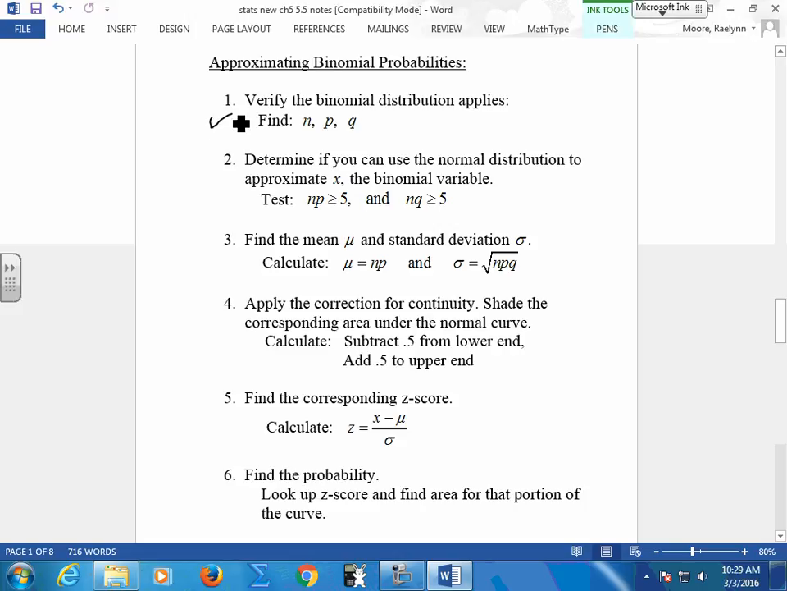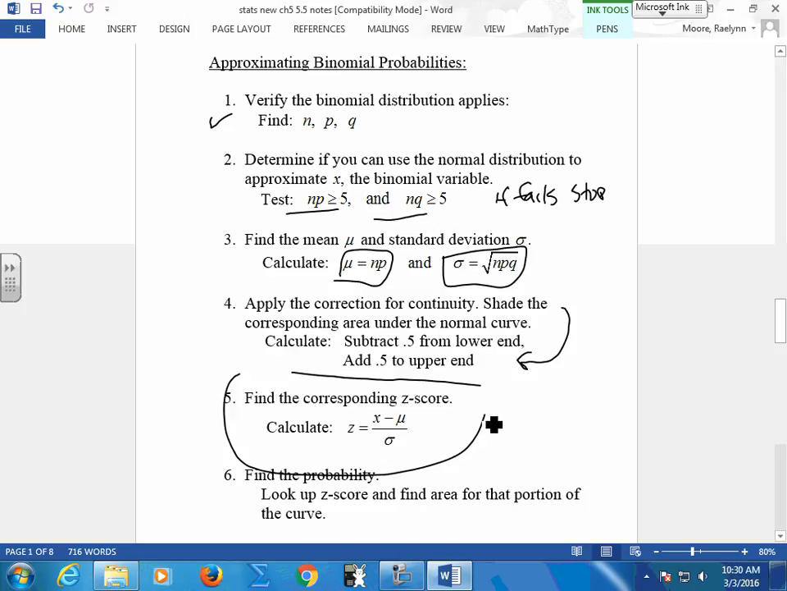Once you found your n, p, and q, make sure you do your test. If it fails, you stop. You don't do anything else, because then it does not approximate a normal curve, and you cannot use your z-score formula. If it passes the test, calculate your mean and your standard deviation. Apply the correction for continuity to your probability statement, and then we're going to find your z-score.